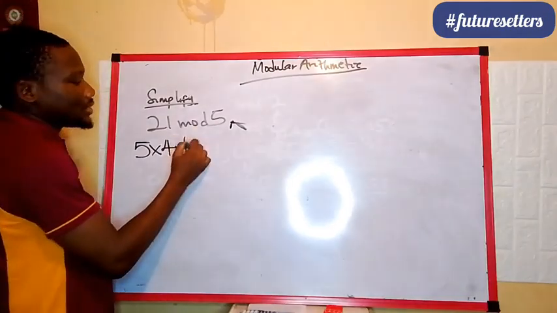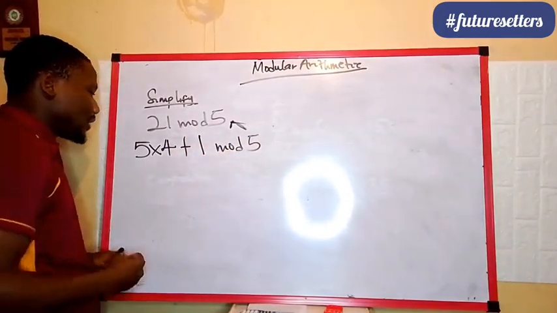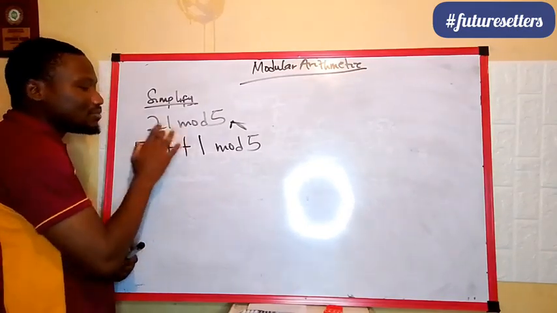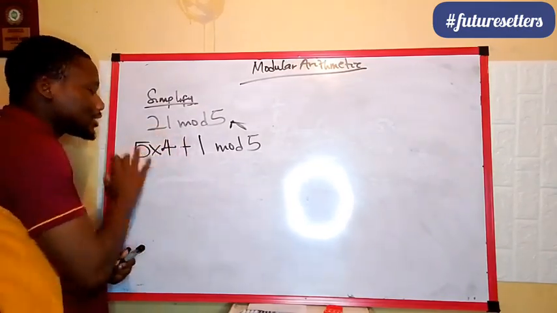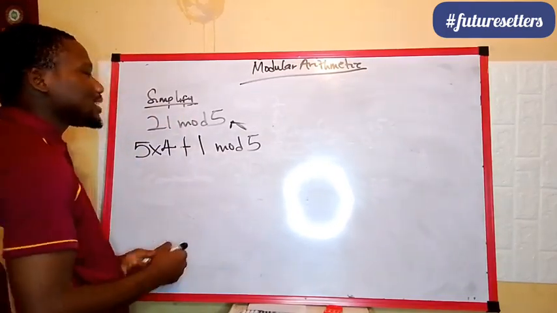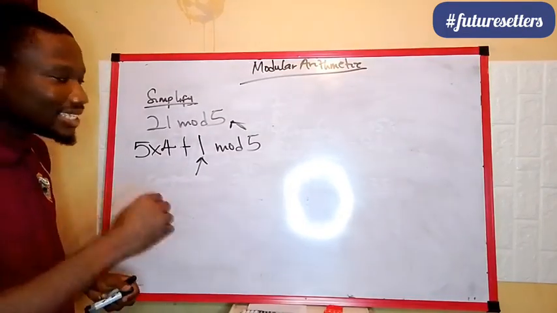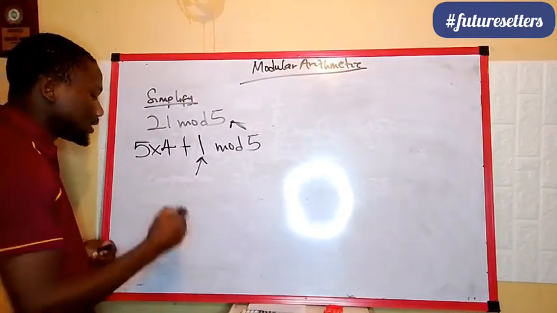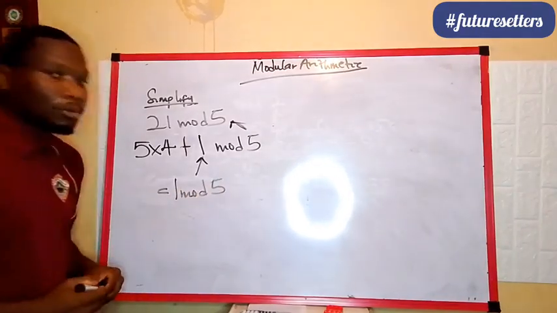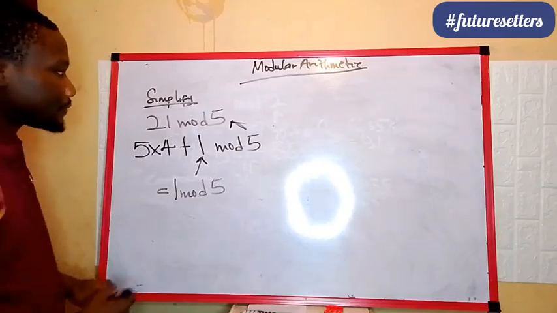So we are going to just add 1 mode 5. From what we have here, we have 5 times 4, which is very close. But we focus our attention in modular arithmetic on the remainder. Our remainder is what stands as our answer. So in this case, our answer will be 1 mode 5. So 21 mode 5 is going to give us 1 mode 5.